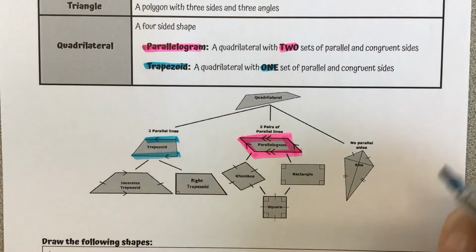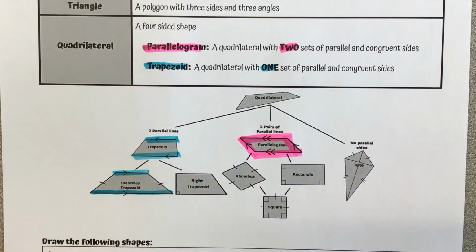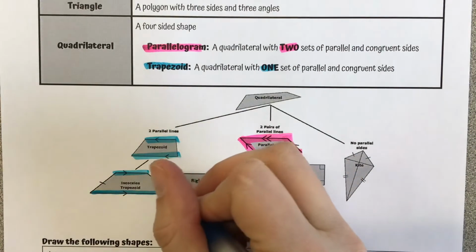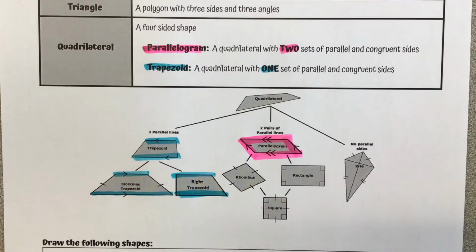You've got specific types of trapezoids. So this is isosceles because the 2 sides are congruent, or a right trapezoid because it has a right angle in it. But it only has 1 pair of parallel sides versus 2. And that is going to be important to note when we're making these shapes.